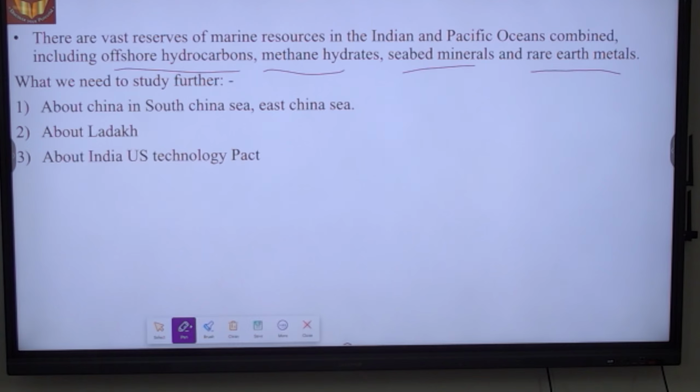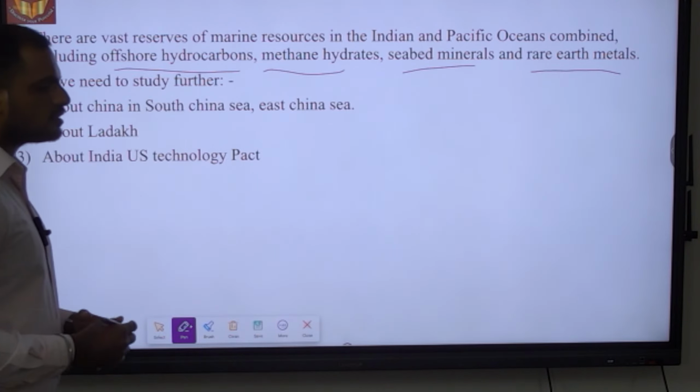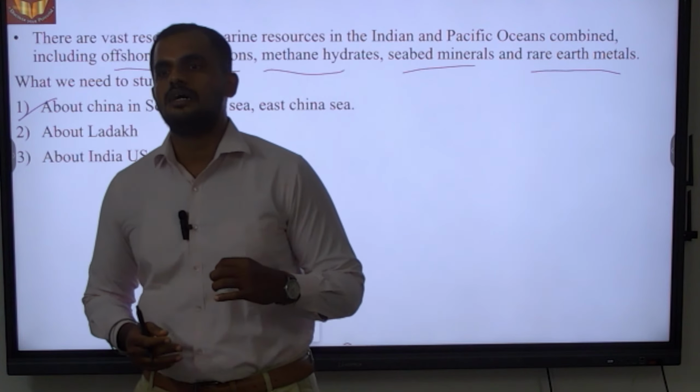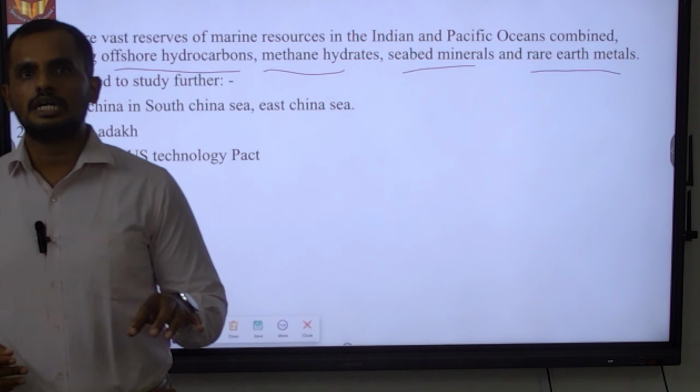What we need to study further is that we have to know about the South China Sea as well as the East China Sea's map, the entire map, and what are all the countries' borders present in the South China Sea as well as the East China Sea, and what are all the important islands present in the South China as well as East China Sea.